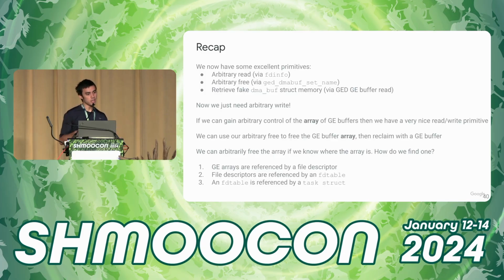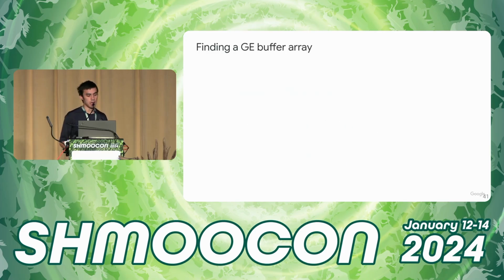There are three different ways that GE arrays are sort of referenced. The hierarchy is that the GE arrays are referenced by a file descriptor itself. Then file descriptors are referenced by a file descriptor table. And then file descriptor tables are referenced by a task struct. If we were to keep going down, we could see the task structs are referenced by the task struct list or whatever, but we're not going to discuss that today. This is enough. If I can find any of these three things, I will win. I will be able to access and free and find the address of the GE array, free it, and reclaim it with a GE buffer. So let's try and find one of these.